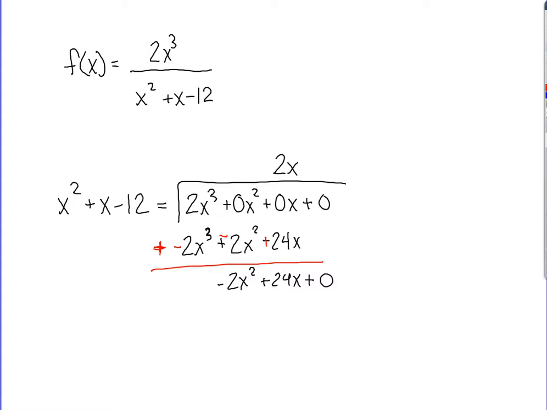What do I need to multiply x squared by to make it look like negative 2x squared? We're going to multiply by negative 2. So this is going to give us negative 2x squared minus 2x plus 24. We are going to have a remainder left, but we're not worried about that part. We just care about the quotient part of this, so we just care about that 2x minus 2. So that will be our oblique asymptote.